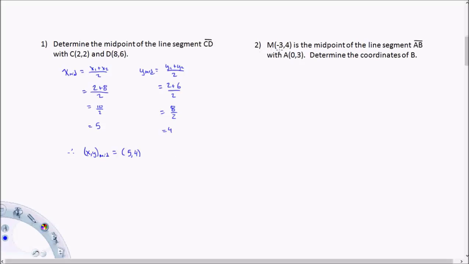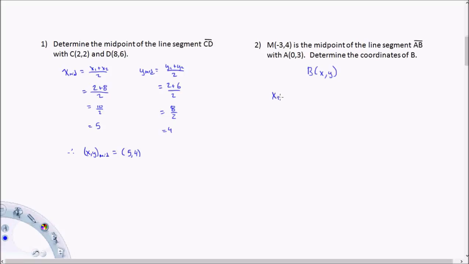Question 2 says M, located at (-3, 4), is the midpoint of the line segment AB with A located at (0, 3). Determine the coordinates of B. So this can be found by using exactly what we just did over here, except plugging in the numbers in the appropriate locations for our formulas. So let's first say that let's find B, where B would be having coordinates (x, y). And (x, y) is what we want to find, because that's the coordinates of B. So let's sub in everything we know into our formulas.